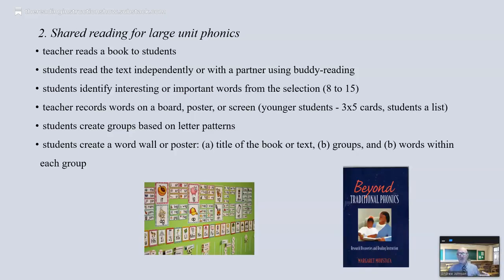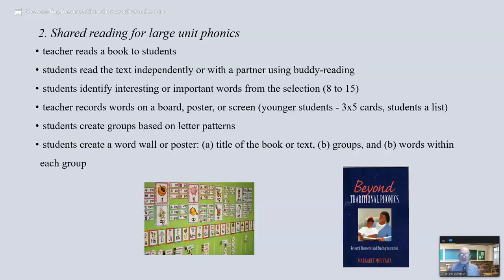Now, you want to get a group of 8 to 15 or 20, depending on the age of your students. So you can have each buddy pair identify, depending, 3 to 5 words. You decide. They come back, the teacher records the words on the board, a poster, or a screen. For younger students, you come back the next day with 3 by 5 cards, or a list, then students have to put these words in groups based on letter patterns.